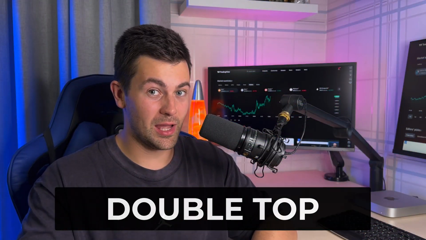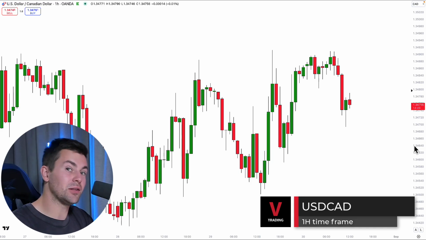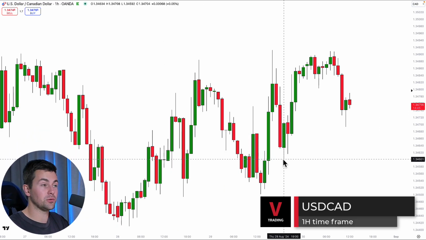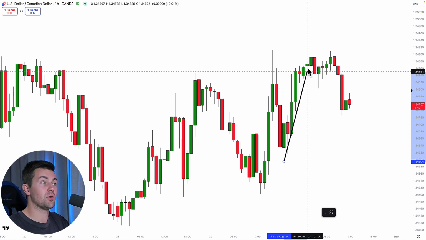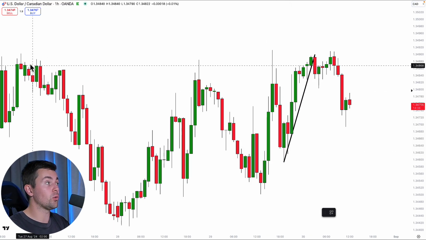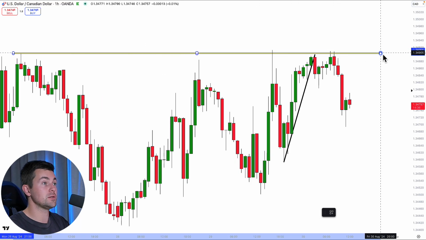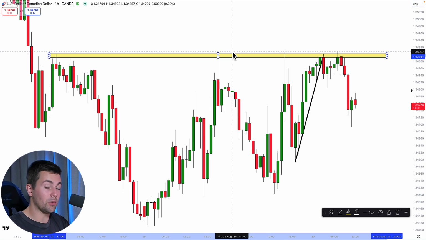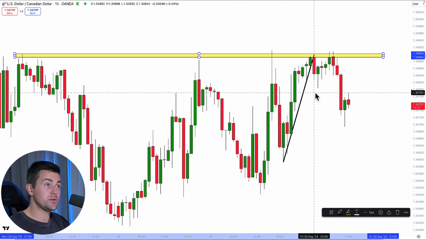The first pattern that we will discuss is double top. Double top is usually formed at the end of a strong bullish movement. You can see that here in dollar CAD on an hourly time frame we got a strong bullish impulse. Then the market reached a very important horizontal structure resistance. You can see that here we have a significant resistance level that was respected multiple times by the market, and from where we saw strong bearish reactions.